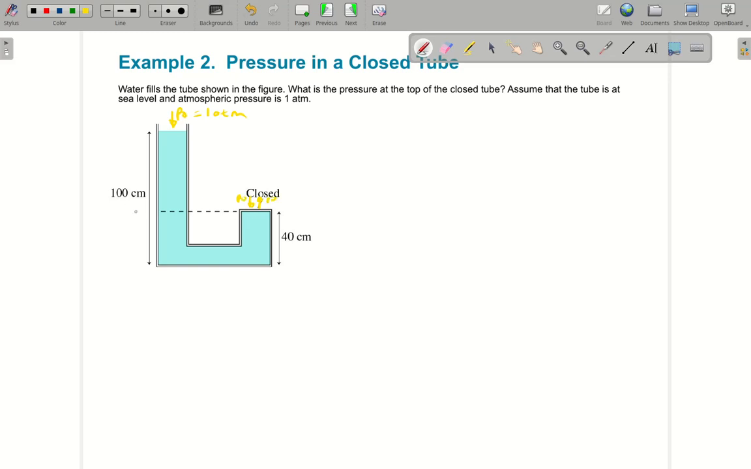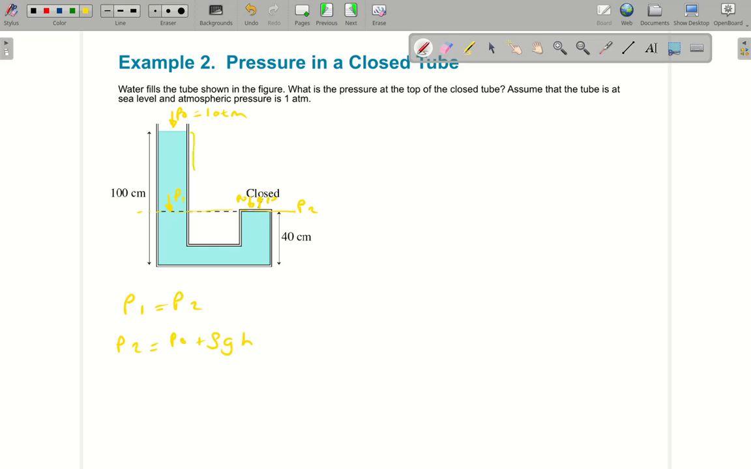Alright, so we will say pressure on the left is equal to pressure on the right. We are calculating this pressure here. Pressure 1 is equal to pressure 2. The idea is the same. And pressure 2 is what is asked of us. So we'll say pressure 2 is equal to P0 plus rho gh.